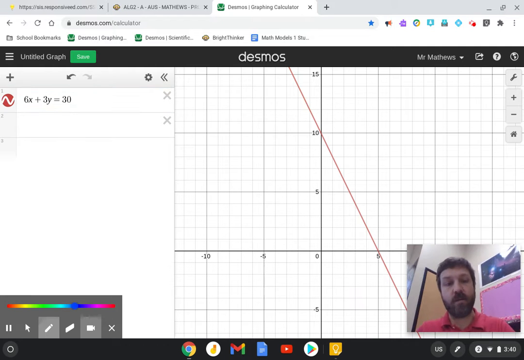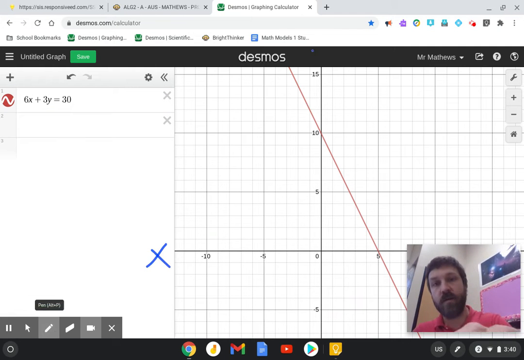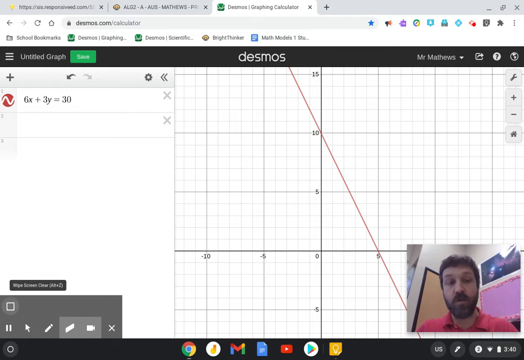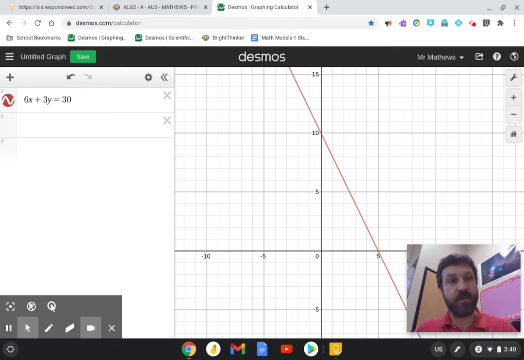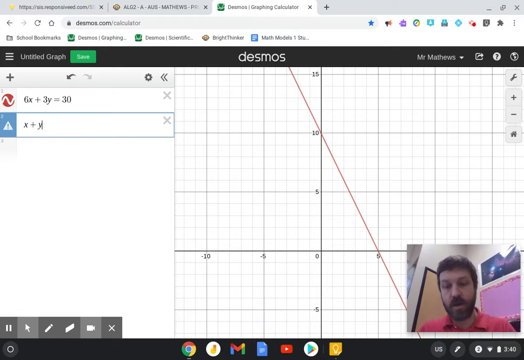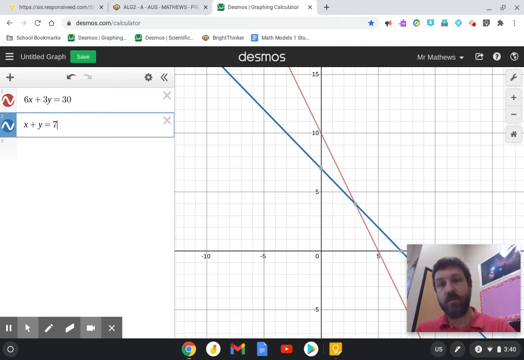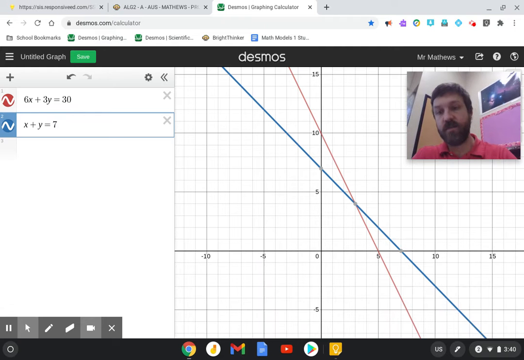Remember, the x-intercept is where it crosses the x-axis, the y-intercept is where it crosses the y-axis, and we have the y-intercept here and the x-intercept here. So you will be writing those down, and then you go to the other equation. x plus y equals 7. Same thing. We have our y-intercept and our x-intercept of our function.